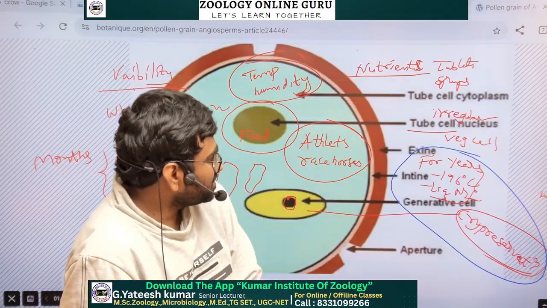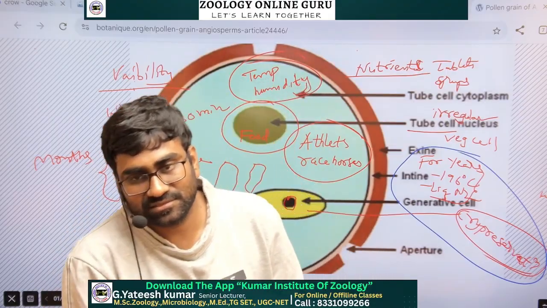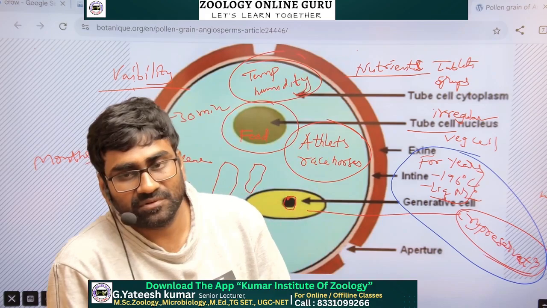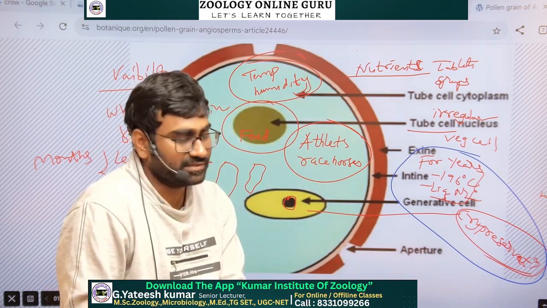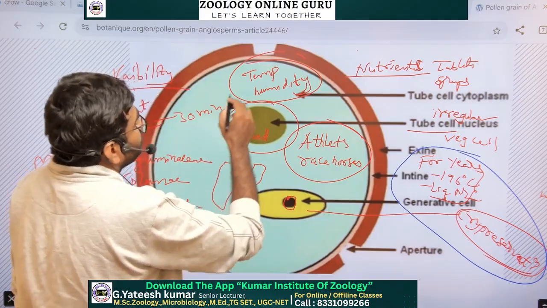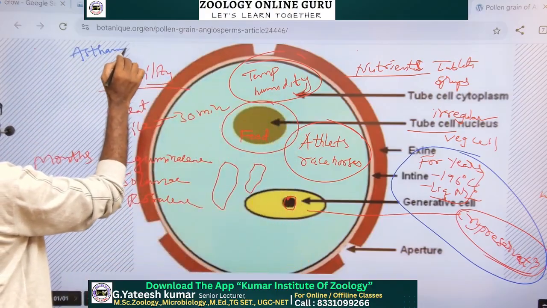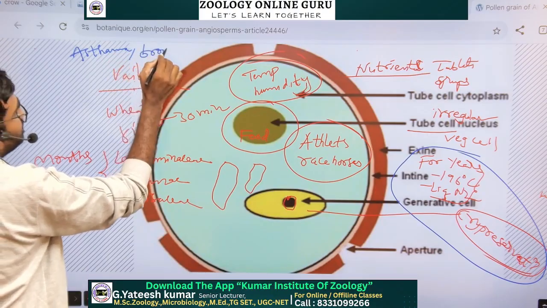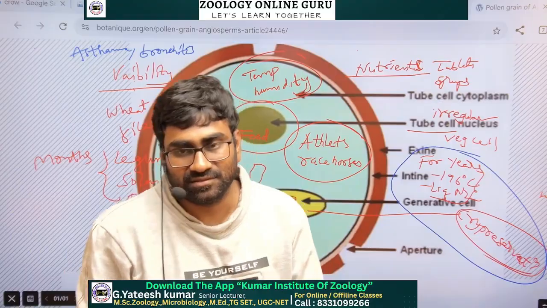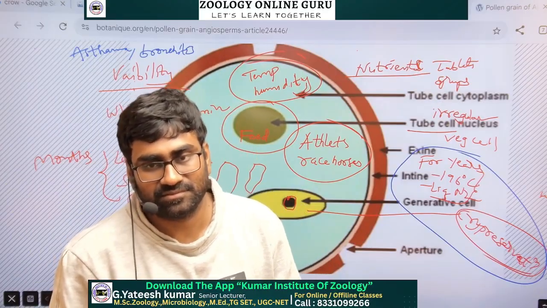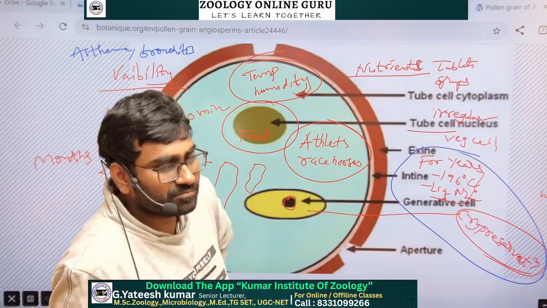So pollen grains of some plants can cause allergies. For some people, it leads to chronic respiratory disorders like asthma and bronchitis. These are the chronic respiratory disorders, long-lasting disorders. Okay. So this is about the structure of pollen grain.